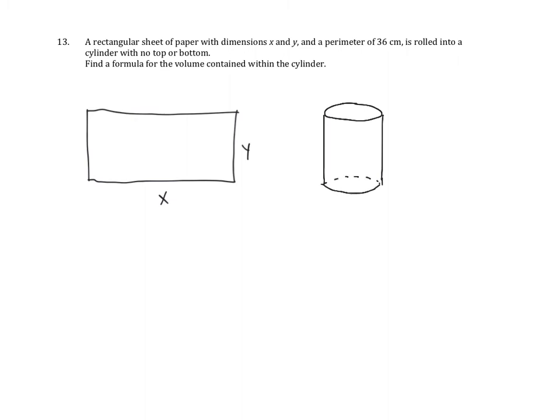If we can see, the height is still y, but now this whole length got rolled up and becomes that circumference. So here, really, that circumference is x. That means if we want to find the formula for volume of a cylinder, we can start there. So the volume of a cylinder is pi r squared h.